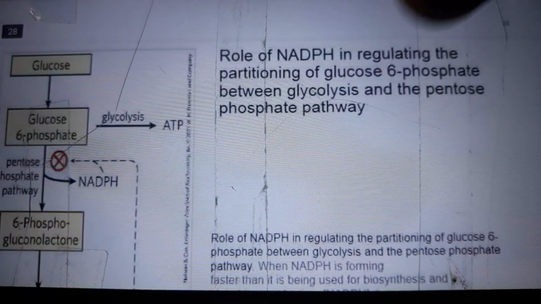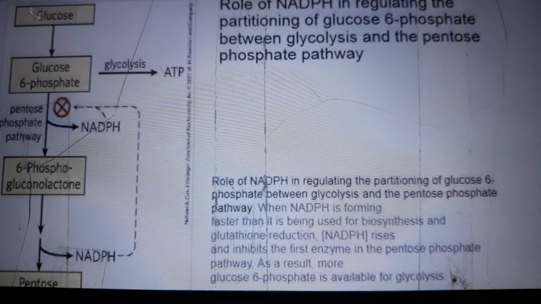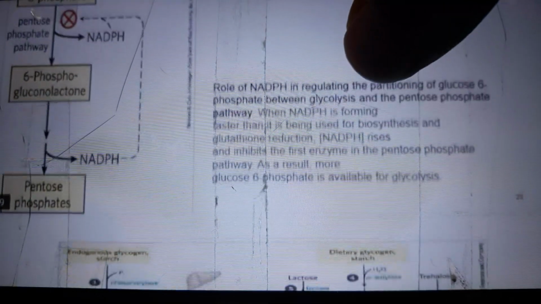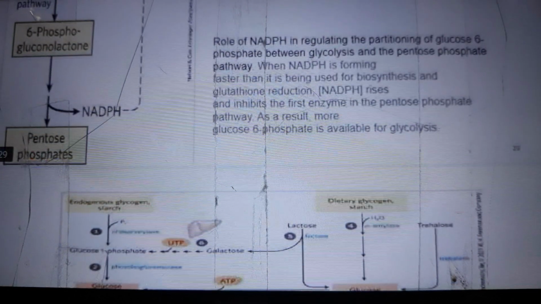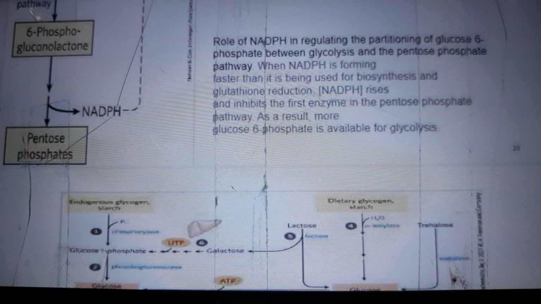The next slide is the role of NADPH in regulating the partitioning of glucose 6-phosphate between glycolysis and the pentose phosphate pathway, where glucose becomes glucose 6-phosphate and undergoes glycolysis to release ADP. In the pentose phosphate pathway, it releases an NADPH and then becomes 6-phosphogluconolactone to release another NADPH, and finally gives pentose phosphates. Role of NADPH in regulating the partitioning of glucose 6-phosphate between glycolysis and the pentose pathway.